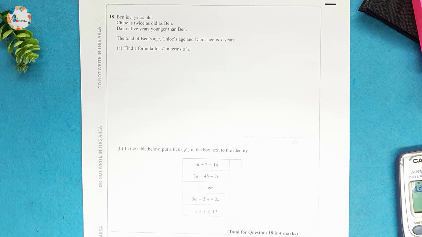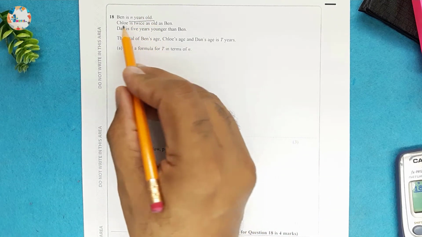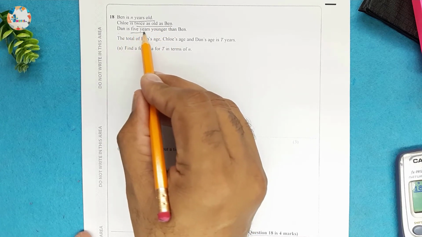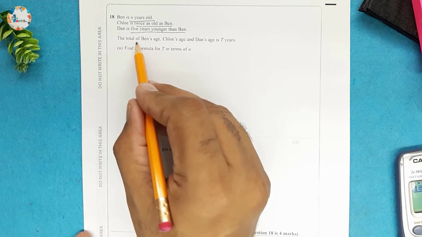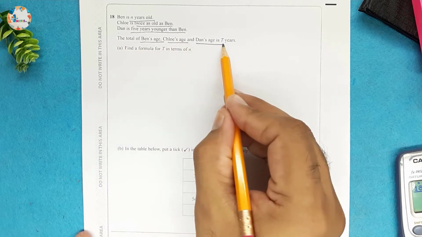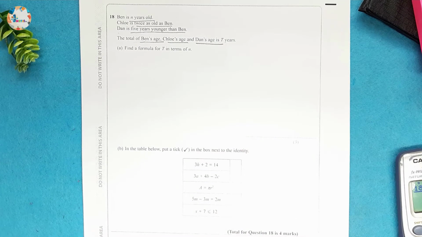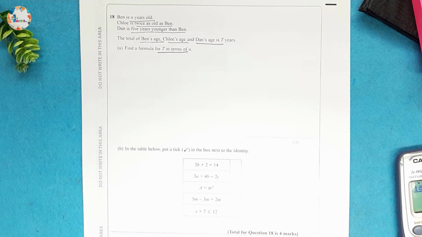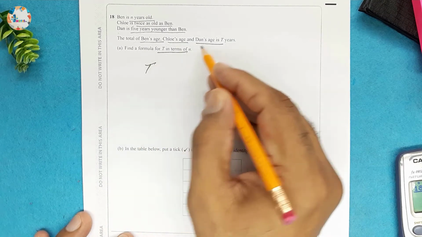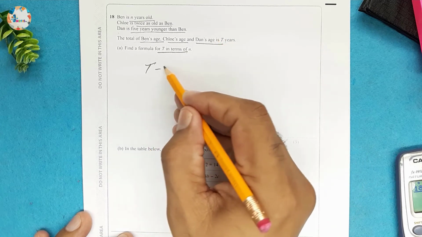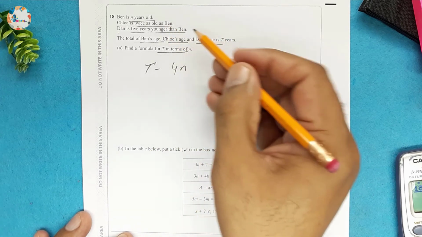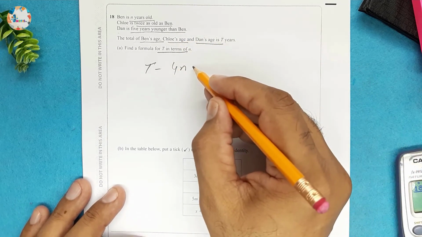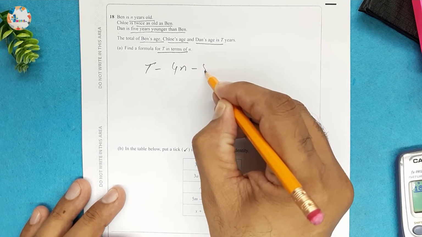Question number 18. Ben is n years old. Chole is twice as old as Ben. Dan is 5 years younger than Ben. The total of Ben's age, Chole's age, and Dan's age is t years. Find the formula for t in terms of n.